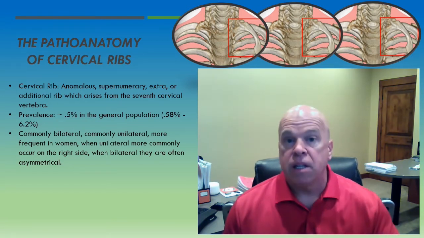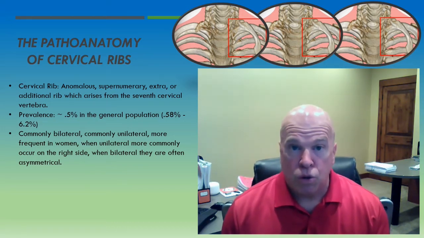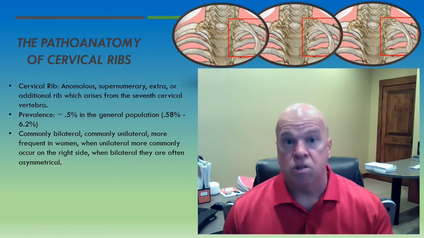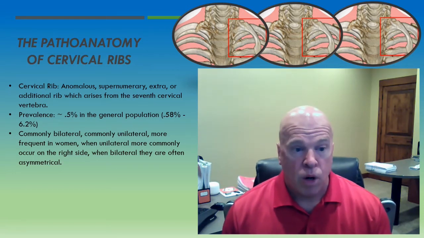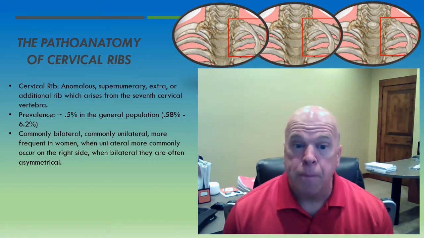But most commonly, they arise from the 7th cervical vertebrae. But don't be surprised if you see a cervical rib at the 6th cervical vertebrae, or even as high as the 3rd and 4th cervical vertebrae.